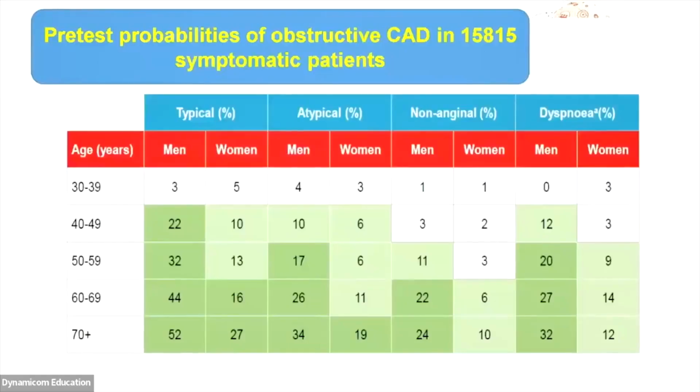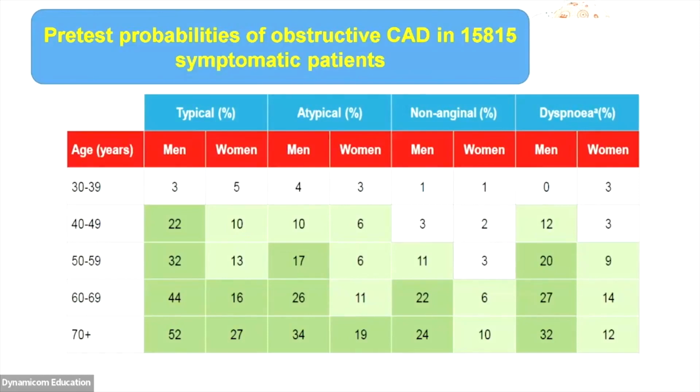According to this slide, we can appreciate that the pre-test probability depends on symptoms, typical or atypical angina or shortness of breath, men or women, and according to the age. So if you look, for example, at a 70-year-old male patient who has typical angina, the pre-test probability is high compared with, for example, women who have atypical angina, where the pre-test probability is low.